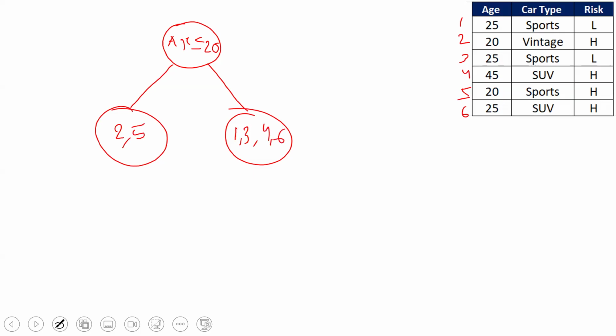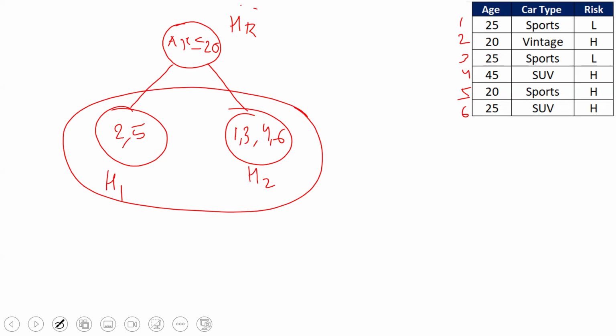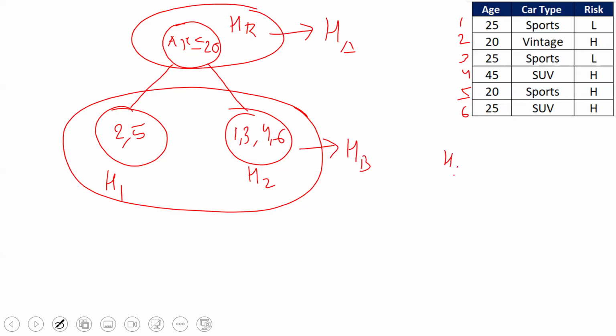Now to calculate the entropy, this is the entropy of root, this is the entropy of level 1 and this is the entropy of level 2. From here to here, we have to calculate the information gain. To calculate it, we have to calculate the entropy here and the entropy here, and then subtract the entropy of this and this. Let's suppose this is entropy of A, entropy of B. If you subtract the entropy at level B from the entropy at level A, we get information gain.